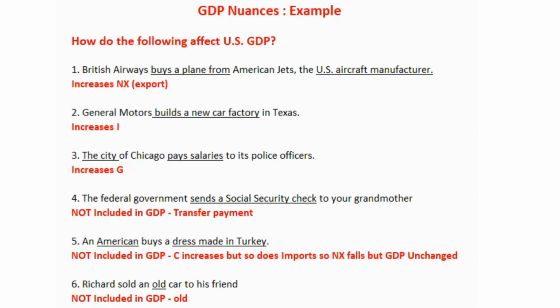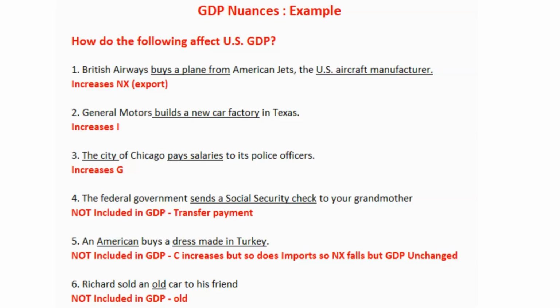Now, we know that government expenditure includes all government consumption expenditure as well as government gross investment. However, this excludes any transfer payments, which are payments made by the government to an individual for which the government does not receive any good or service in exchange. And this is the case with the social security check. It just reallocates existing income. So since this represents a transfer payment, it is not included in GDP.